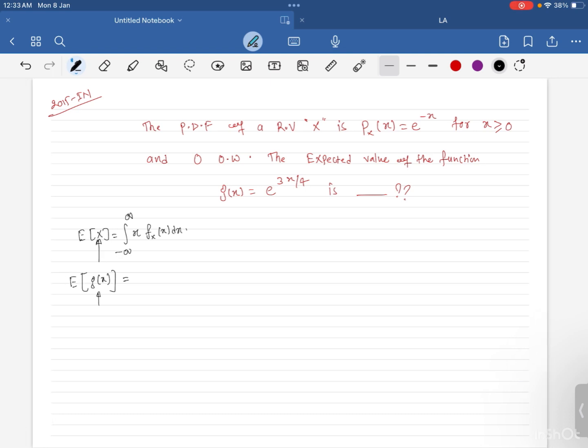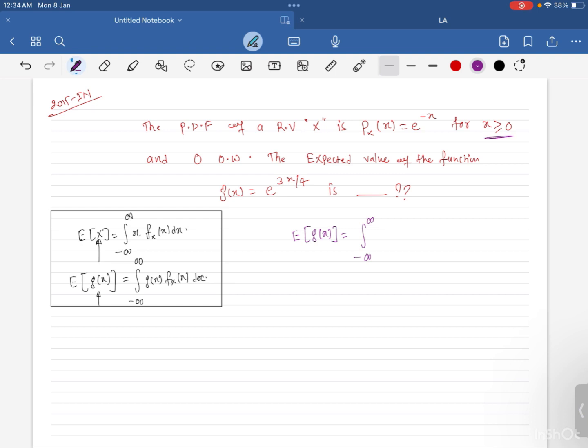Do the similar thing. Instead of writing x, write g(x) and everything will be as it is, right? So this is how you are going to do it. Now let's find the answer for this question. The expected value of g(x) is the integration from minus infinity to infinity, but here the integration would be from 0 to infinity, no need to take minus infinity to infinity.